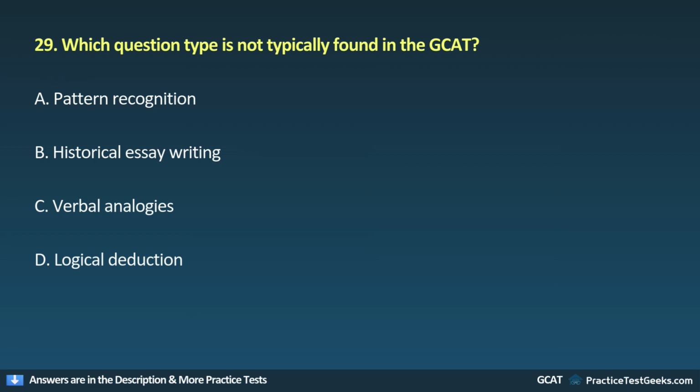29. Which question type is not typically found in the GCAT? A. Pattern recognition. B. Historical essay writing. C. Verbal analogies. D. Logical deduction.